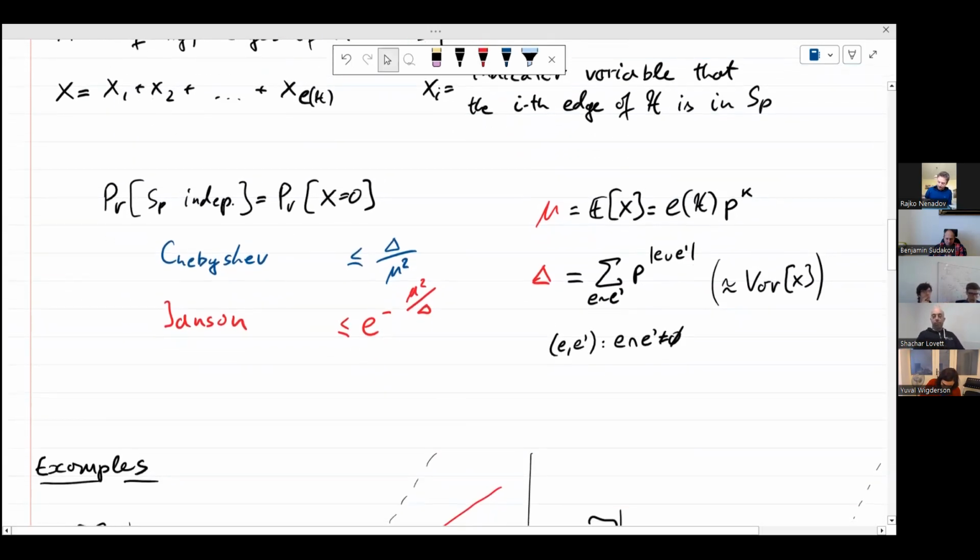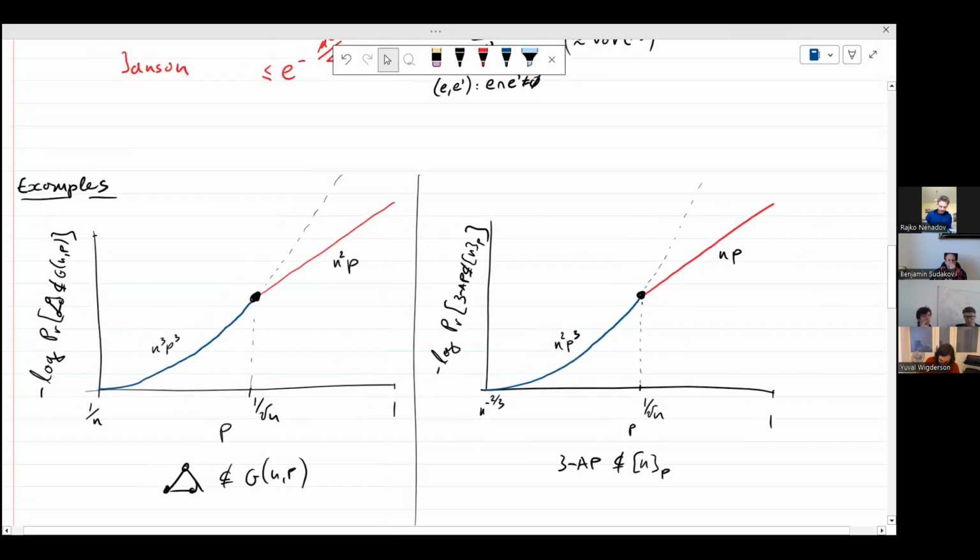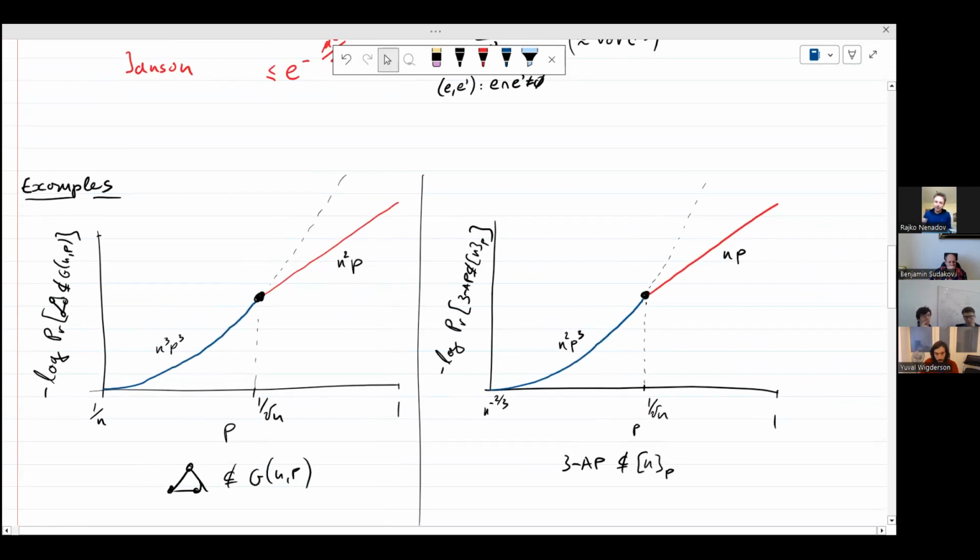So let's see some examples. What does Janson tell us about the probability of a triangle not appearing in G(n,p), or a three-term arithmetic progression not appearing in a binomial random subset of the first n integers? In terms of triangles, this exponent behaves roughly like this. Before 1 over n, so when p is much smaller than 1 over n, we're not really going to see any triangles. So I just focus on what happens afterwards.